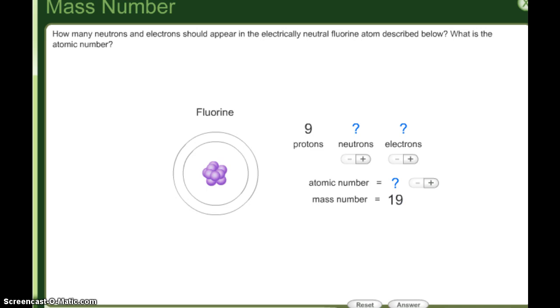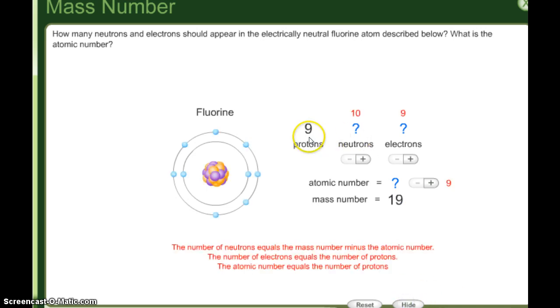All right, get this one for me. Hit pause. Answer is 9 protons, so my atomic number is 9. We're starting out neutral, so I have 9 electrons. 19 minus 9 gives me 10 neutrons.